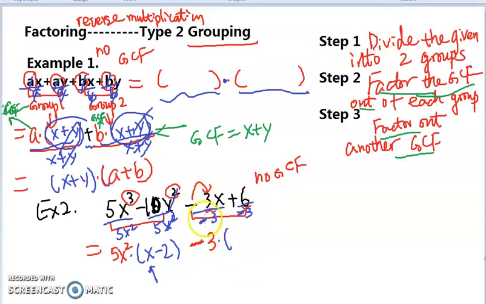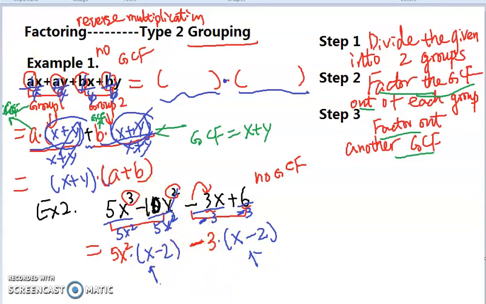Negative 3 divided by negative 3 gives us a positive 1. And then there's x. 1 times x would be just x. And then notice here, it's a positive 6 divided by negative 3. That will give us a negative 2, because positive divided by negative is negative. And now let's look again. They match now. See, x minus 2 and x minus 2. They are exactly the same.